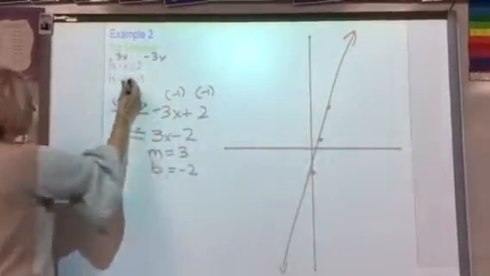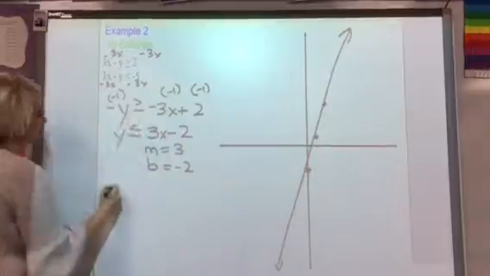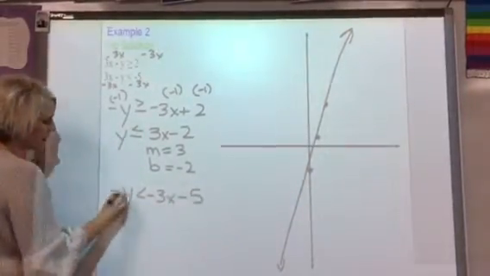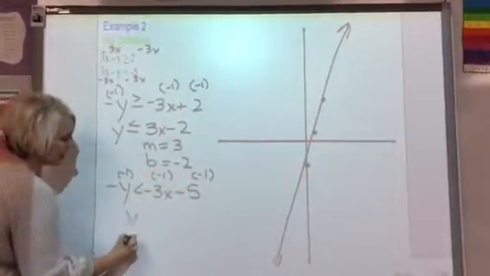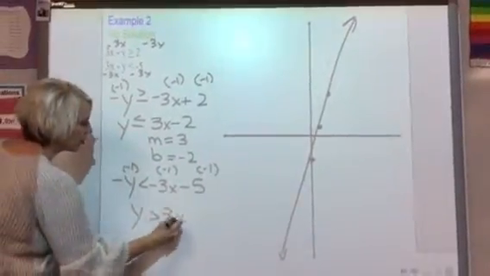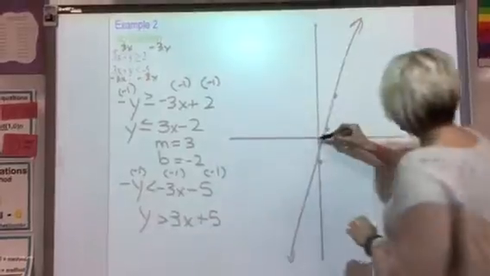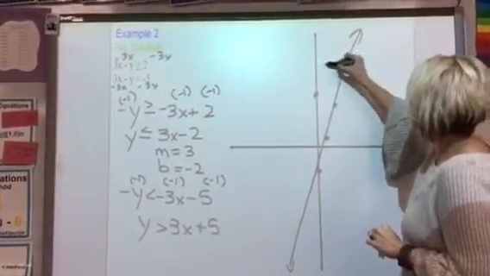Now I'm going to solve for this equation, and I'm going to subtract 3x first. So this is -y is less than -3x minus 5. Multiply everything by a -1. So this is y. I am going to flip because I multiplied by -1. 3x plus 5. Now this is dotted. 1, 2, 3, 4, 5. Rise 3, run 1.